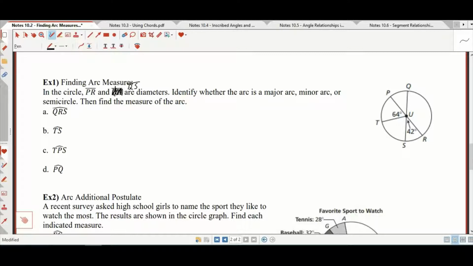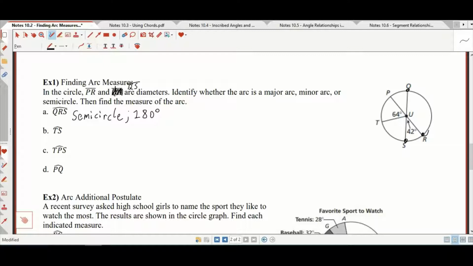Q to R to S. So we would say that that is a semicircle, because it takes up half of the circle. And that would be 180 degrees, because that's half of your circle.